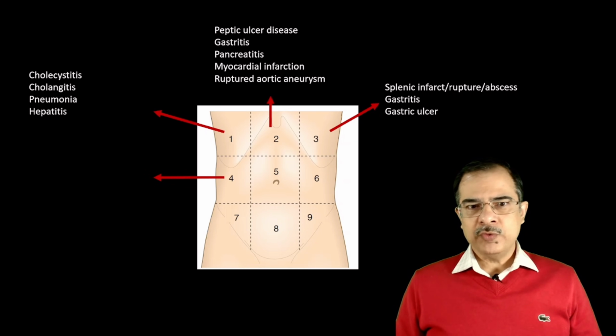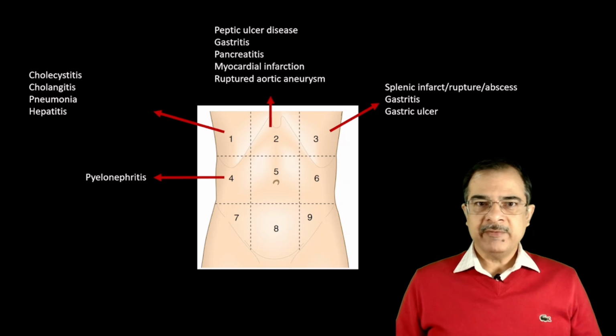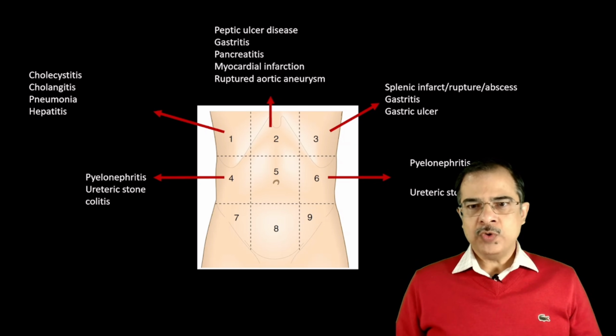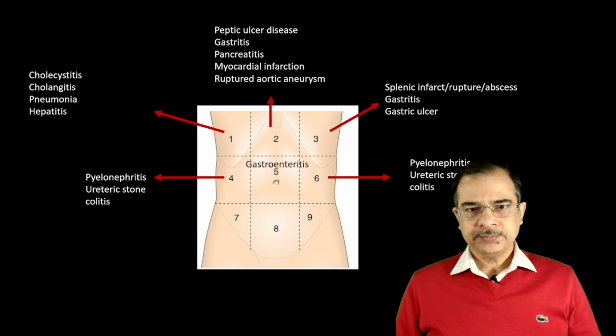Now number 4 site, here will be the pain of pyelonephritis. In pyelonephritis, there will be tenderness in the renal angle. The patient will have fever with chills. Ureteric stone pain can be here, which can be colicky in nature, and it can radiate towards the groin area. It can be colitis like ascending colon inflammation. Same on the left side: pyelonephritis, ureteric stone, and colitis.